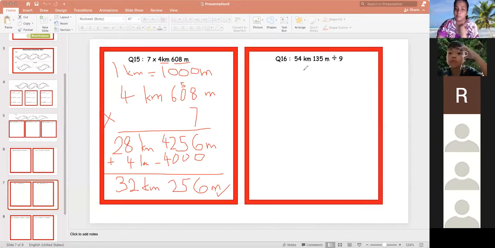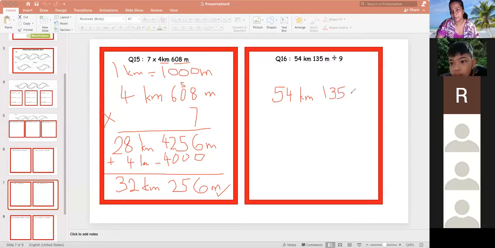Okay? Now let's look at question 16, and question 16 is a division pula. Okay, tambah tolak darab bahagi, operations. How do you do this? Write it out. 54 kilometers, 135 meters, bahagi 9. Divide by 9. So you know 54 divided by 9, that is 6. Kind of easy question lah. So which means you won't have a remainder here for the kilometers because 0 already the remainder.